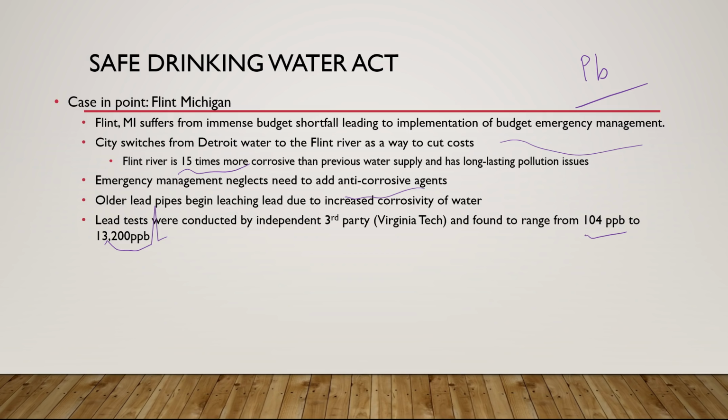Now, what does that mean in context? The maximum contaminant level is 15. All right, so we're looking at our lowest levels in Flint, Michigan. After switching water, they were still 7 times higher than the maximum contaminant level set by the EPA, right? And in some cases, more than 100 times higher than the maximum contaminant level.